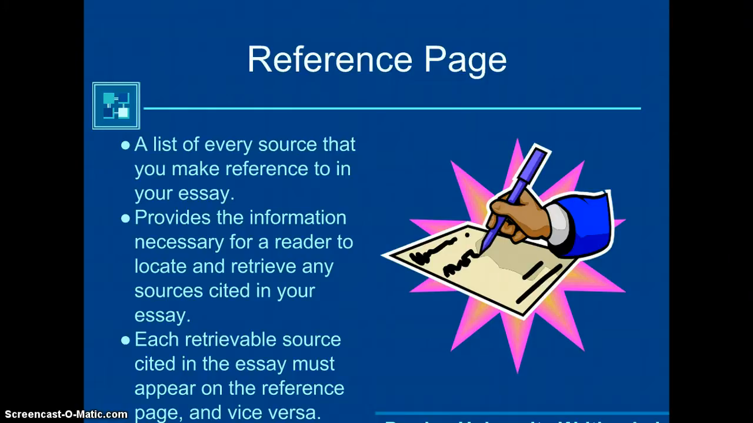You may be familiar with the idea of a bibliography. In APA, you don't want to use a bibliography because that can mean any book that might have to do with your topic. But a reference page is basically a list of the sources that you refer to, thus reference, the references that you refer to in your writing. So it's the sources that you actually write about in your essay or in your academic paper.